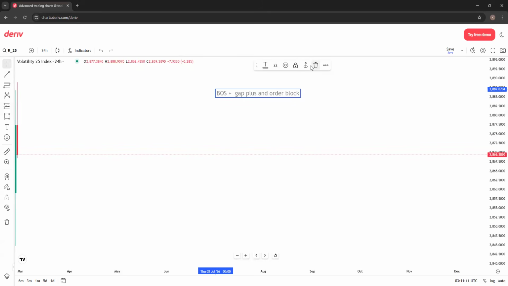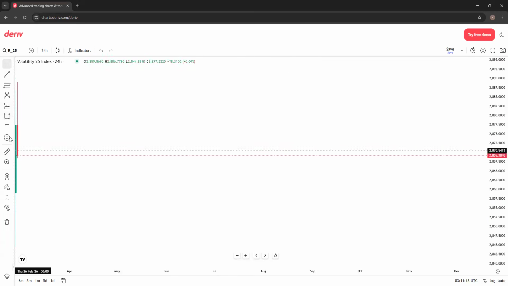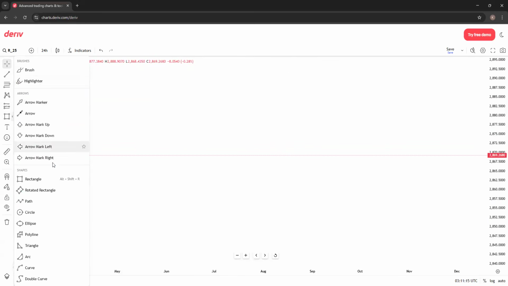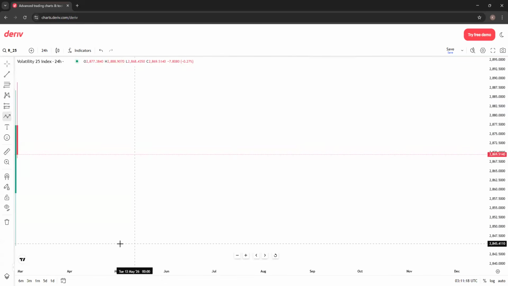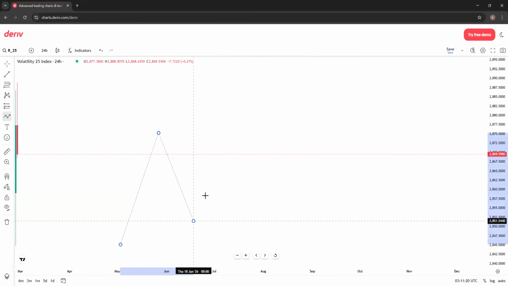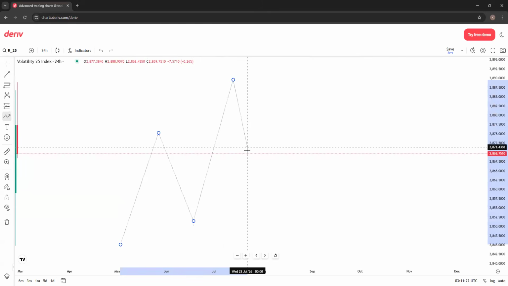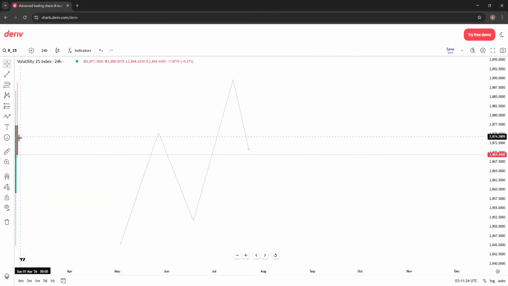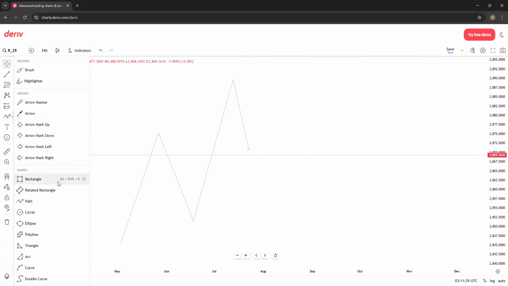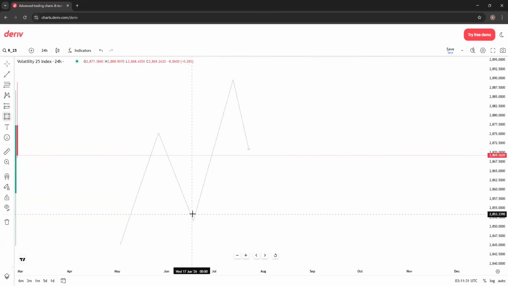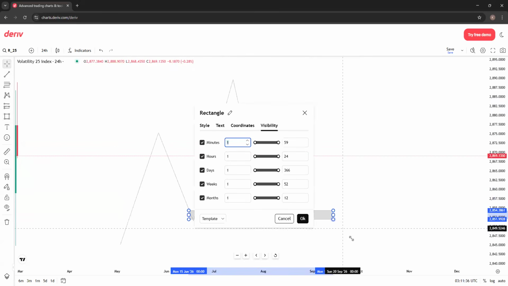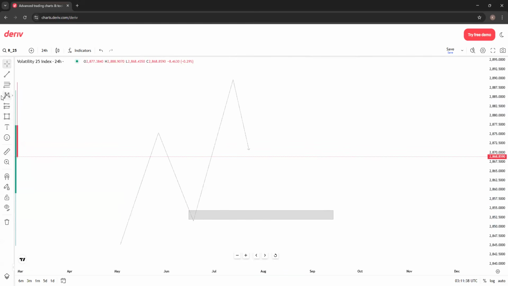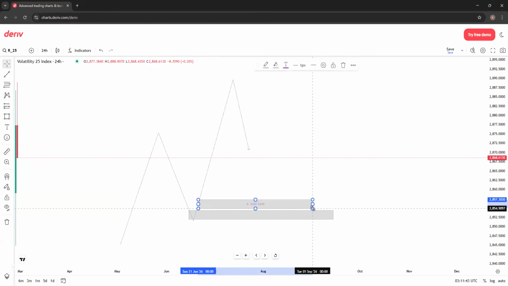So what do I mean by that? We can have a market where we can actually see that we had an order block at this area. And just after that order block, we can see a gap, maybe somewhere around this area.